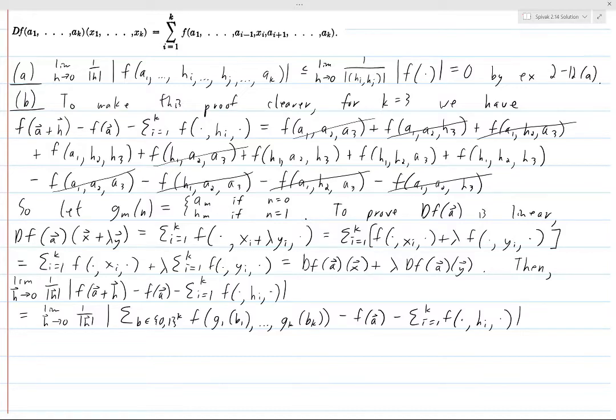This is why I wanted to do the k equals 3 case explicitly: if I were to just go right to this, it would be really unclear where this is coming from. But you can see that you arrive at this if you expand the linearity. But remember, what we did previously is when we cancel all these things out, all that remains is all the f of whatevers where at least two of the inputs are h's. So how would we write that?